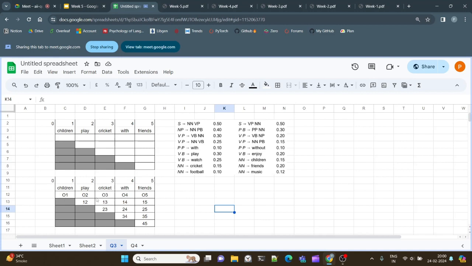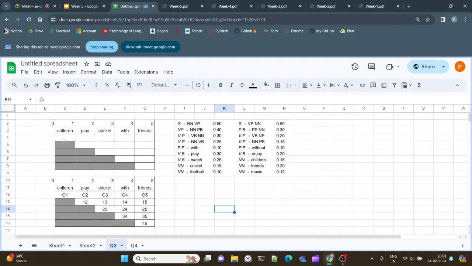And now in the table, what we do is we number each of the cells. So what is this? This is 0, 1. What does 0, 1 mean? What are the words appearing in the span 0 to 1? Similarly, 0, 2, 0, 3. So similarly, I've filled all the cells. So let's take 2 to 4. What does 2, 4 mean? 2, 4 means what are the words appearing in the cell from 2 to 4? That would be cricket with.